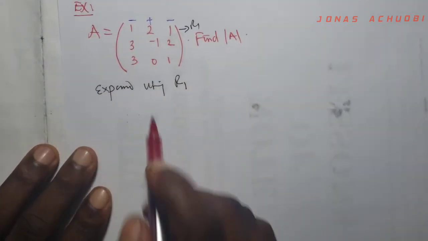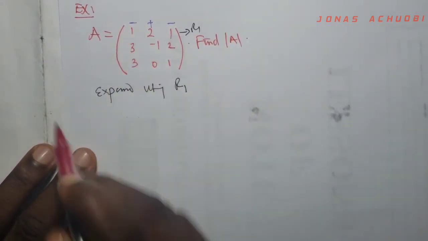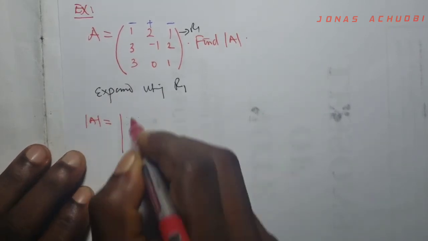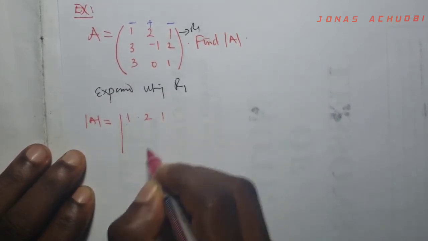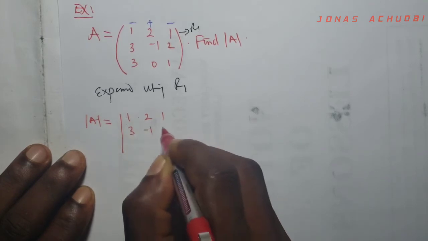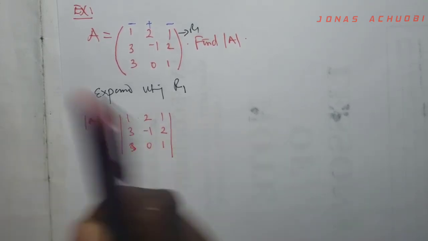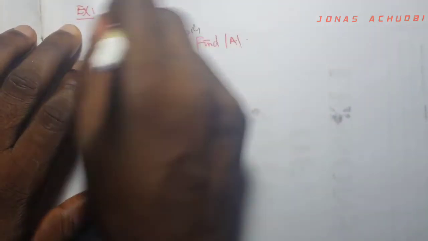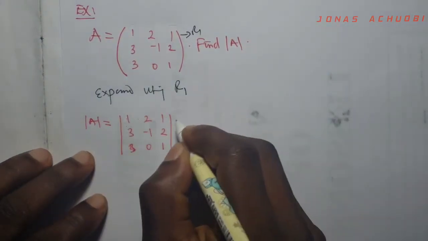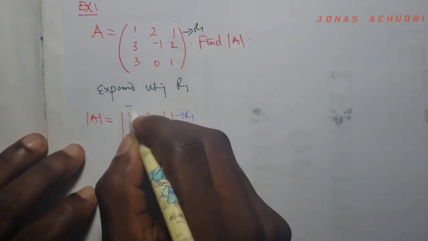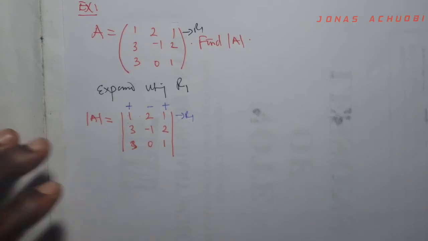So we pick the first entry, which is A11. In this case, A11 is 1. So the determinant of A is the determinant of the matrix with rows 1, 2, 1, 3, -1, 2, 3, 0, and 1. So in fact, this should have been here, not there. So row 1 is an odd row, so this is plus, minus, and plus.